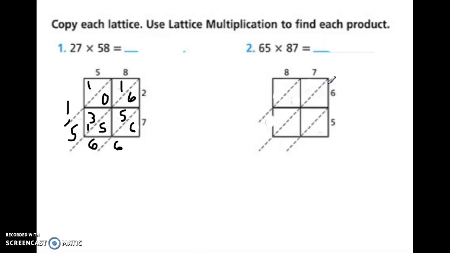All right, now go ahead. If you want to give it a try using the lattice method, you can draw out the box. Just put a cross through it. You draw these lines. You can try it. If you just want to do it regular multiplication, you can do that as well. All right, let's see how you did.